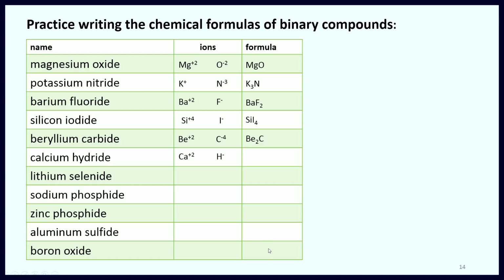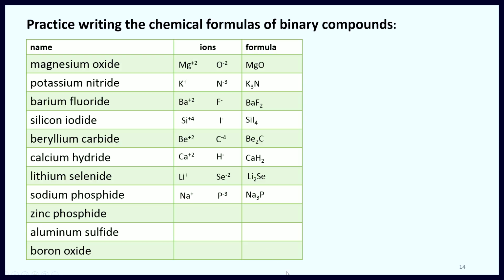Calcium hydride, calcium's +2, hydride is -1, CaH2. Lithium selenide, lithium's in group 1A, so it's +1. Selenium's in group 6A, so its anion must be -2. We'll need 2 lithiums for each selenium, Li2Se. Sodium phosphide, sodium's in group 1A, phosphorus in group 5A, hence the charge is +1 and -3, Na3P.